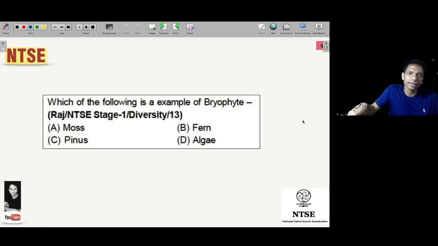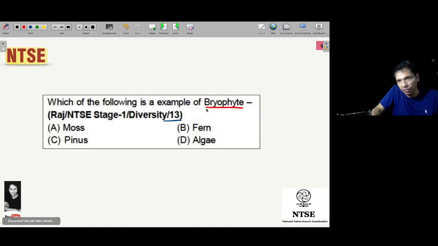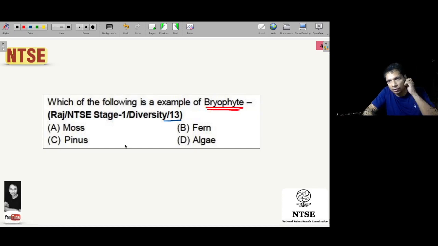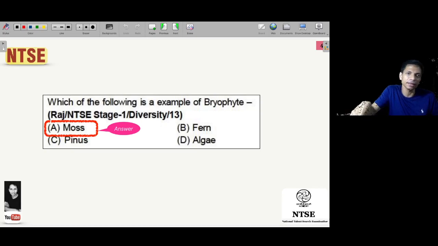Next question is again Rajasthan NTSE from 2013, students, and which of the following is an example of a bryophyte? We have moss, we have fern, we have pinus, we have algae. Okay, students, you can stop the video and you can answer it. You can time it yourself. Otherwise, I'll just give the answer. Moss is the answer.